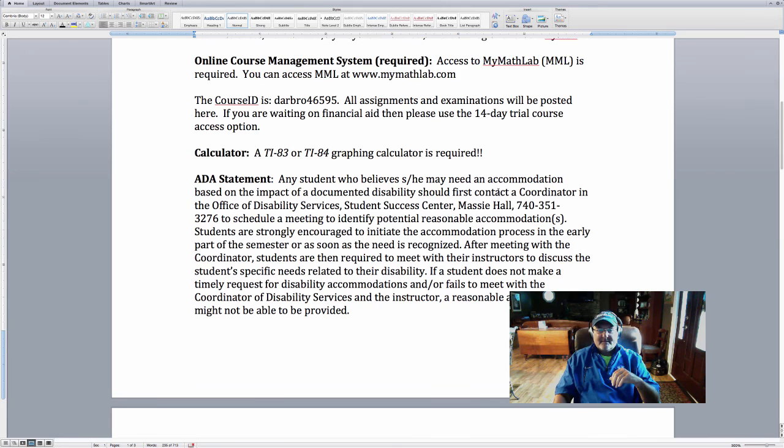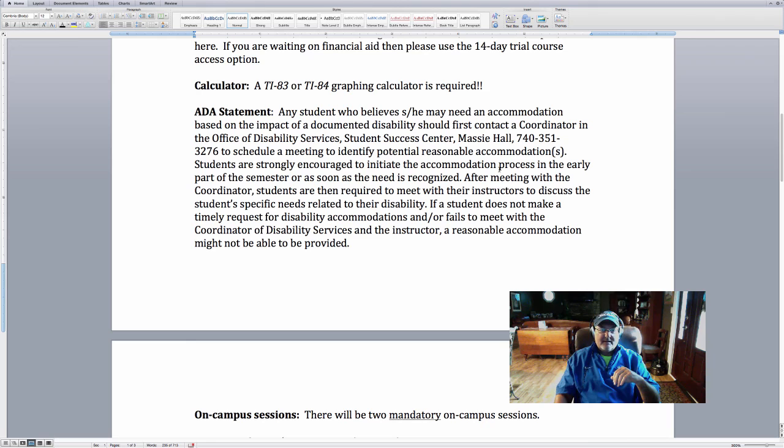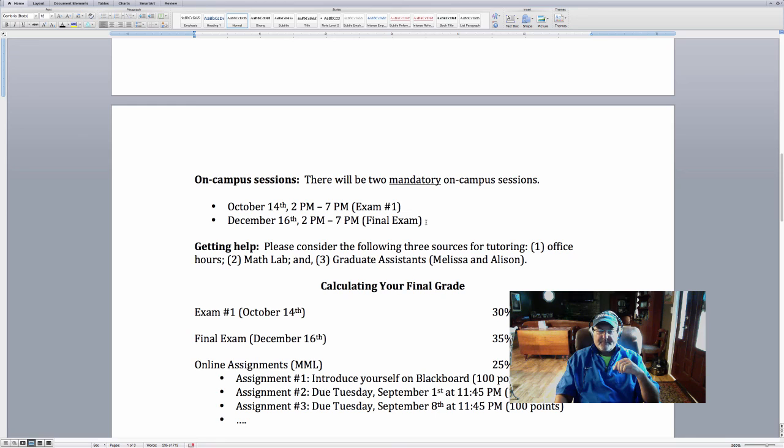ADA statement, guys. If you're entitled to anything under ADA, you've got to let me know. Send me an email. I've got a folder under our class for people who provide that information to me. I'll do everything in my power to make sure that those accommodations are provided.